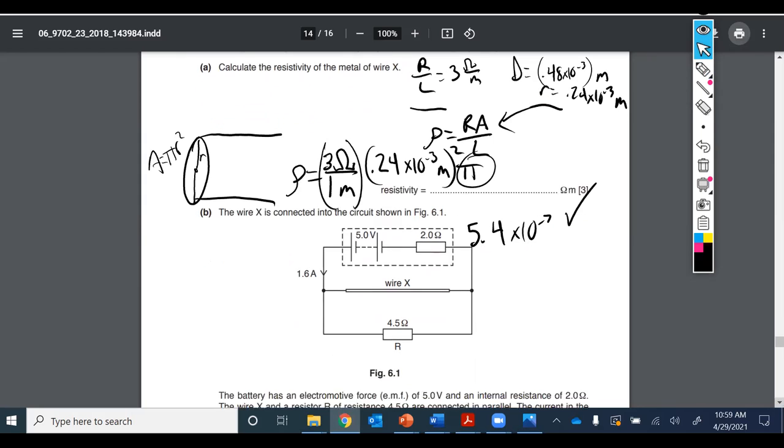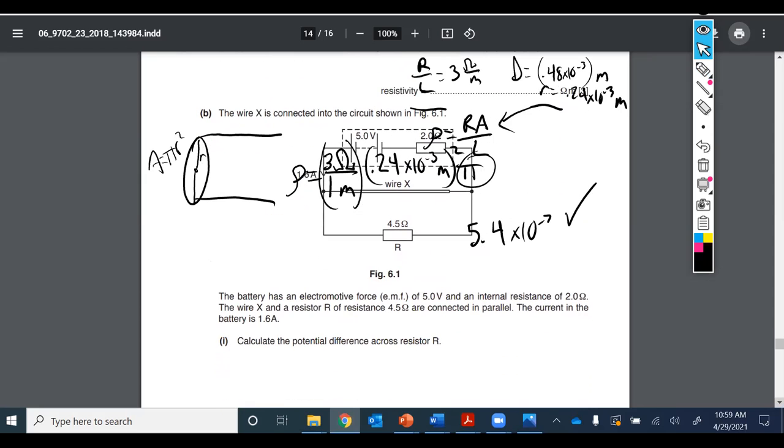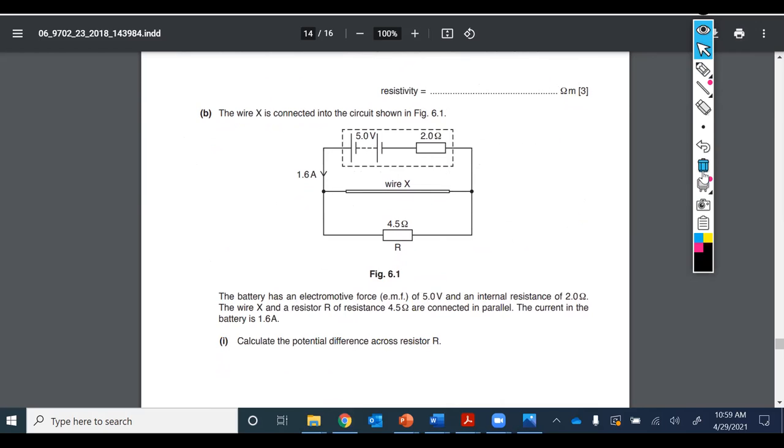And then the second part of this was calculating the potential difference across R. So let's get rid of all that, and now let's consider what we've got here. Everything that's written out here is included on the figure. There's our wire X, and we know it's got 3 ohms per unit length of resistance, but they're asking us the potential difference across resistor R.